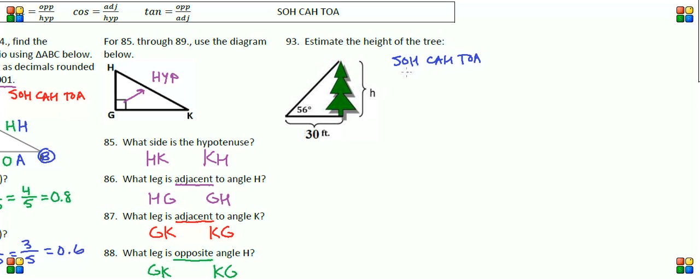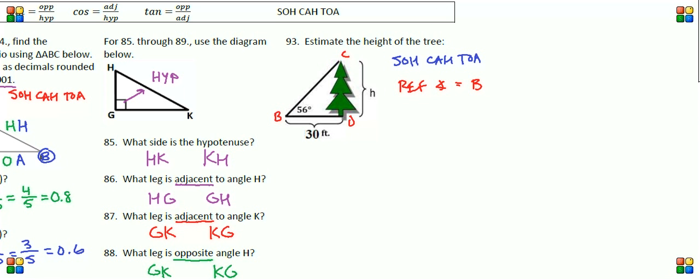Okay, the next step is to figure out which trig ratio we're going to use. So let's take a look at what we know. Oh, sorry class, the step before this is to pick a reference angle. So let's take a look at our reference angles. I'm going to label this as B and angle C, and this is angle D. So what is our reference angle going to be? Well, it's the angle that we know. So we know that angle B is 56 degrees, so our reference angle is going to be B.